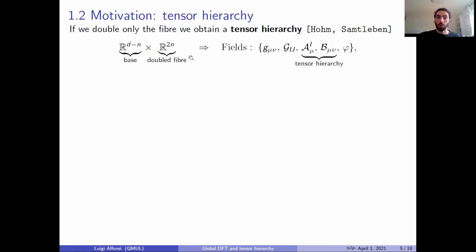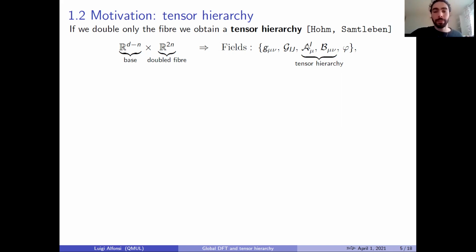So you can imagine that the problem could be, you know, how do I glue these things together and how does it look like? This will be the idea. So the field content of double field theory formulated as a tensor hierarchy in this case will be the following. So we will have G mu nu, that is a metric on the base manifold. Then we have this capital G, that is the generalized metric on the fibers. Then we have also a dilaton phi. But what we are more interested with is the actual field content of the tensor hierarchy.